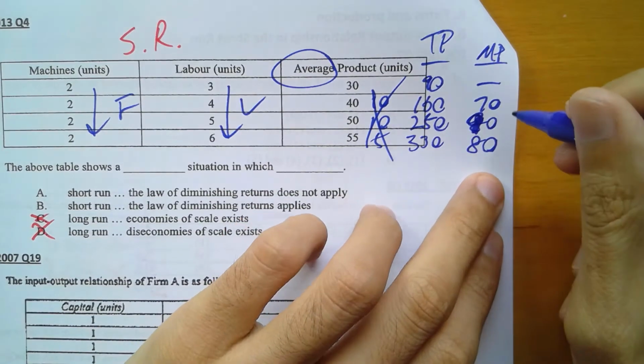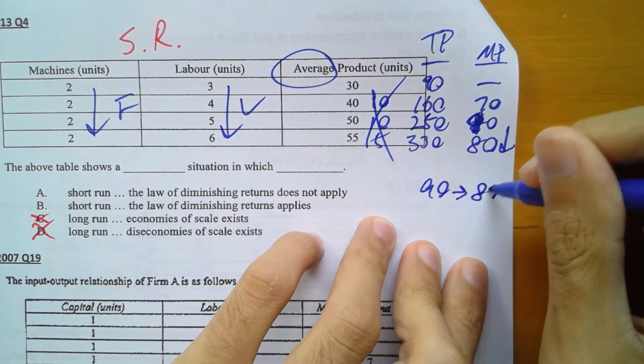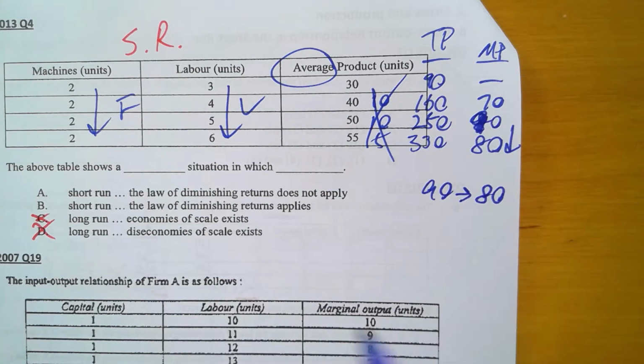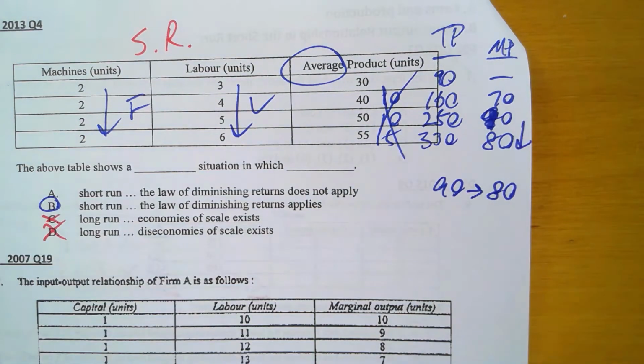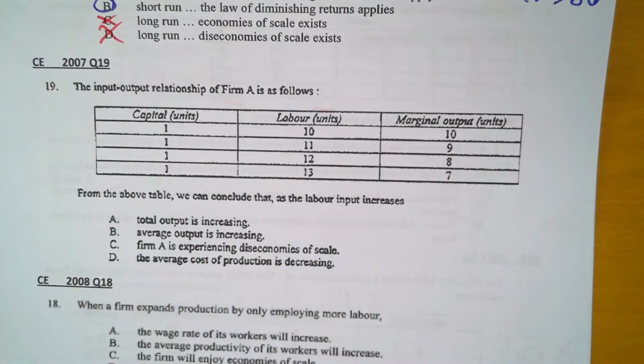So you see, it actually dropped here. From 90 to 80, it actually dropped. So actually, it applies in this case. Okay, not too difficult, not too difficult. Now next one, let's be quick.